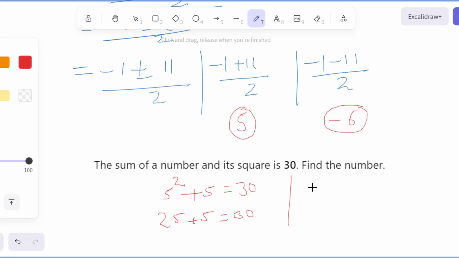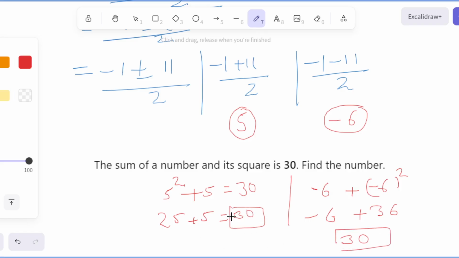But if I take minus 6, it may not work out. Minus 6 plus minus 6 square, does that work out? I think this will also work out, because minus 6 square becomes 36, and 36 minus 6 is 30. So both satisfy. So you can say 5 and minus 6 are the answers. It's not because 5 times minus 6 is minus 30 that we are taking these numbers. No. Why? Because these satisfy the conditions.